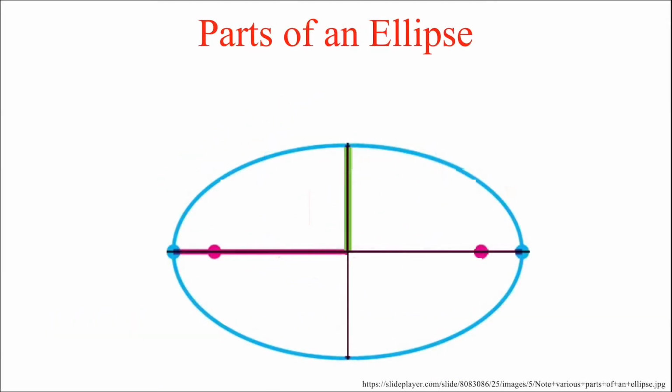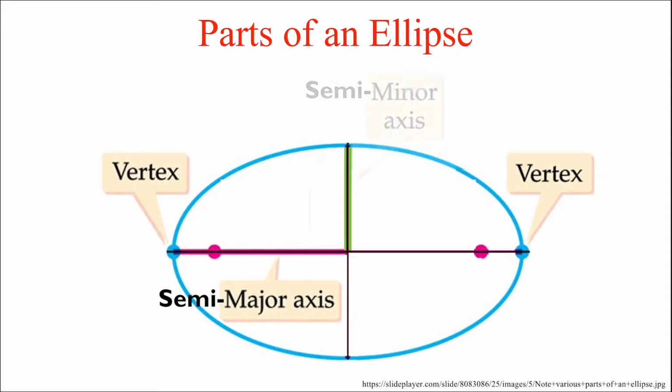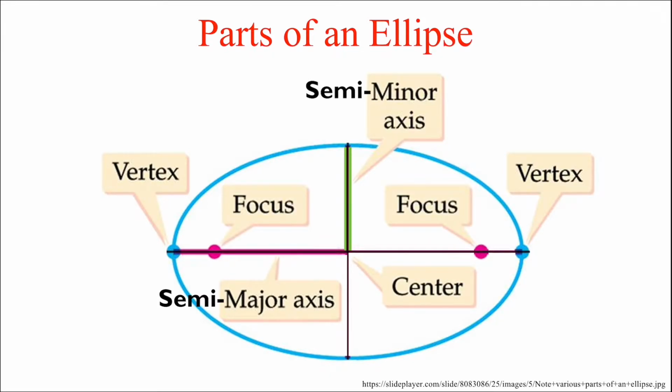Now, other important parts of an ellipse are the vertices, the semi-major axis, the semi-minor axis, the center of the ellipse, and of course, the 2 foci. It is at one of these 2 foci that the sun is located in the case of a planet orbiting the sun.